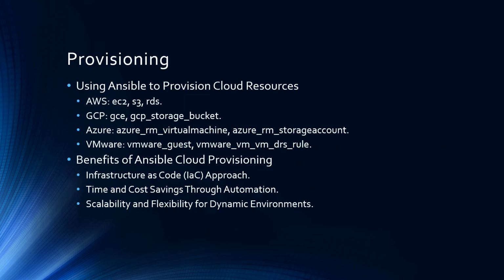Provisioning infrastructure with Ansible extends its capabilities beyond configuration management into the realm of infrastructure as code, IaC. This is where Ansible truly shows its versatility. The slide outlines various cloud providers and services that Ansible can provision: AWS, GCP, Azure, and VMware. Each of these integrations uses specific modules designed for that provider.